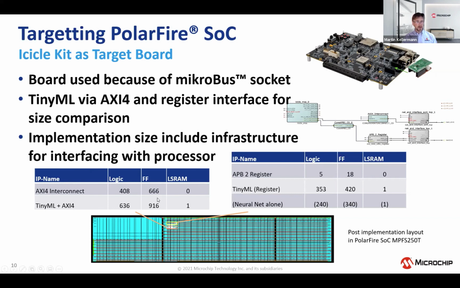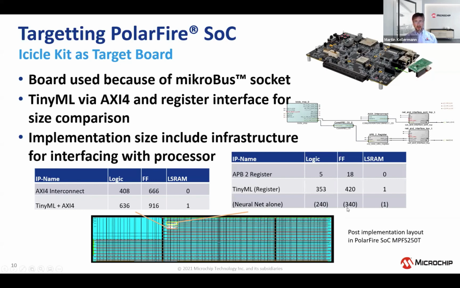So the AXI interconnect, that's just a normal IP, that's standard size. And then here, if I go for the TinyML configuration with an AXI4 interface, I'm using about 600 lookup tables and 900 flip-flops, plus one of the large SRAMs, which are block RAMs inside of the FPGA, which can hold up to 20 kilobits of data.